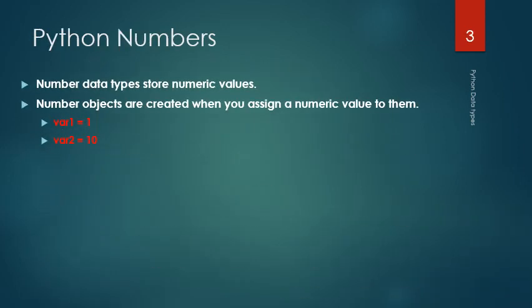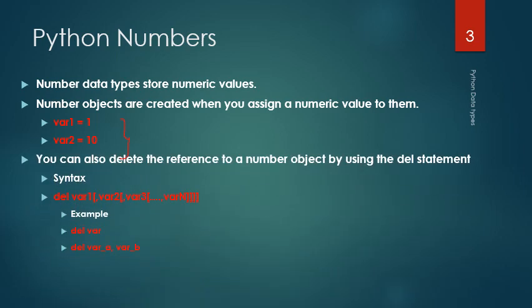Python numbers. Number data types store numeric values. Number objects are created when you assign a numeric value. Consider two variables created here, var1 and var2. var1 is assigned value 1 and var2 is assigned value 10. That means we are creating two number objects here.